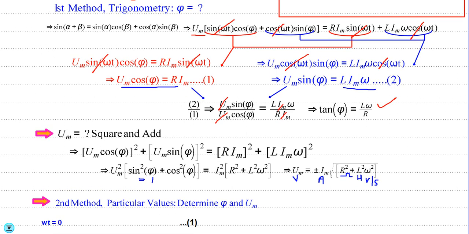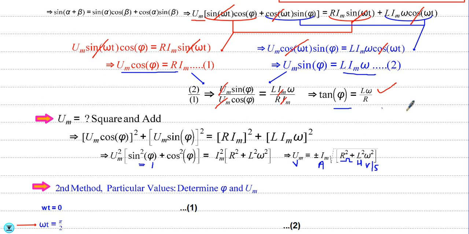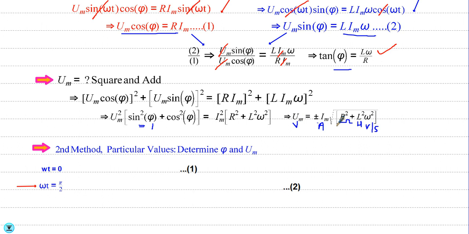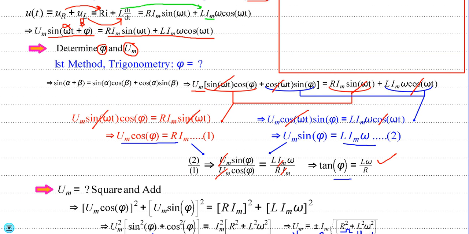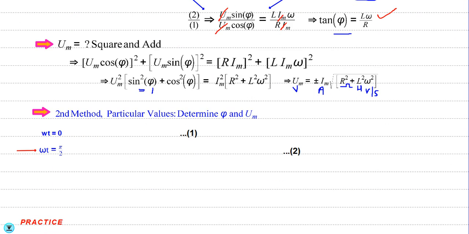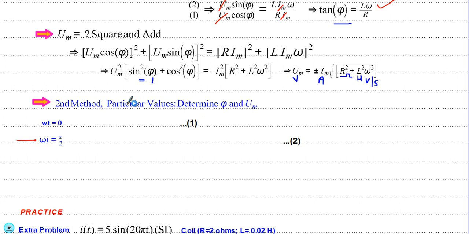In the first method we found tangent phi, and that's what we wanted from the beginning. Now another method, using some particular values. What are these particular values? They are omega t equal to 0 and omega t equal to pi by 2. Why? To take all the cosine axis here and to take all the sine axis here.